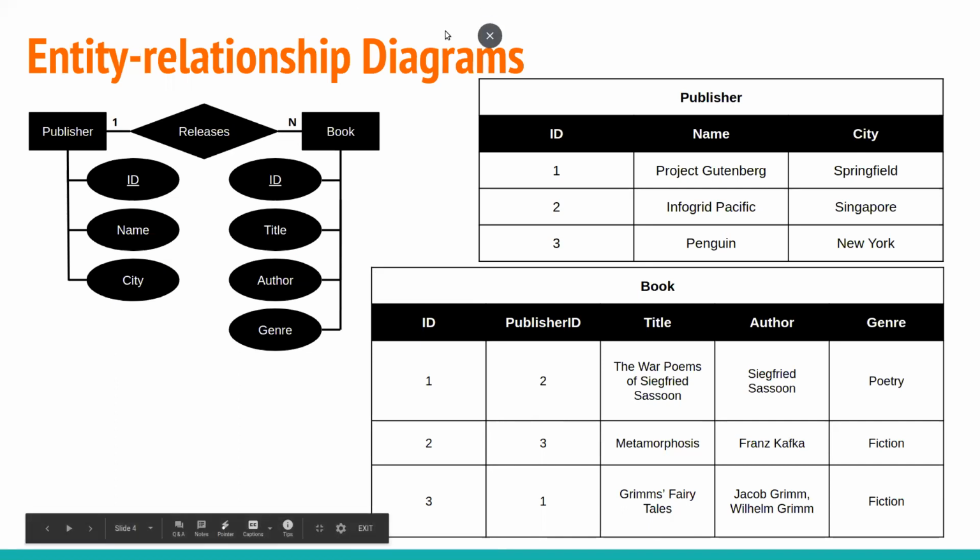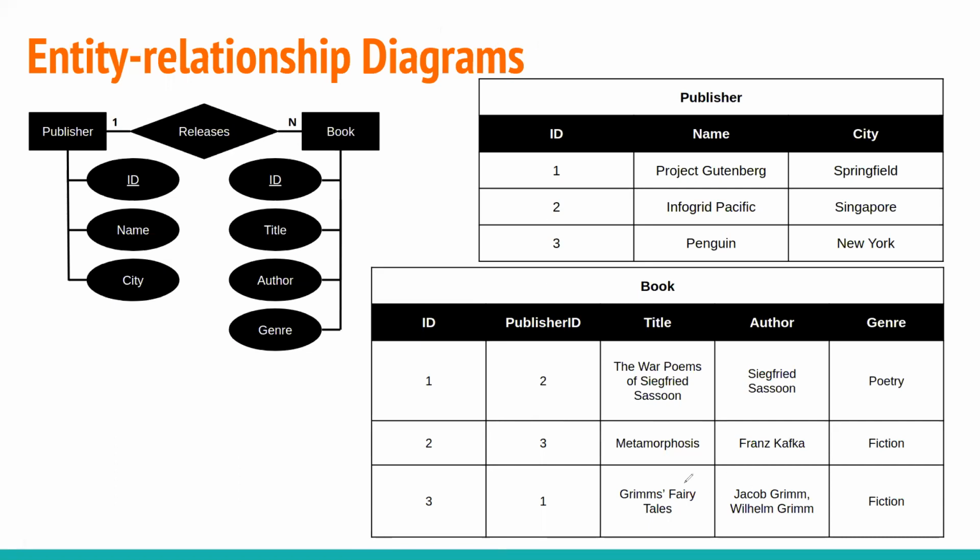It's not too bad. We just said, all right, Grimm's Fairy Tales, that's over here. The publisher ID over there. Bam. That relates us back to Project Gutenberg over here. Where is Project Gutenberg's city? Springfield. So that's how we read the database. That's how the relationship is defined.